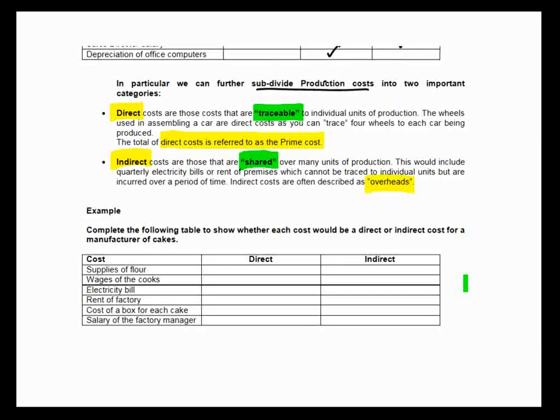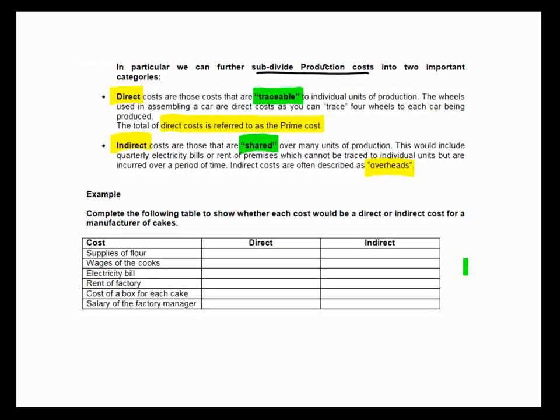Well, here's a little example to see if you can match some different types of costs to a business, to whether they're direct or indirect. So again, why don't you pause me for a couple of minutes while you have a look down this list of 6 costs, just see if you can identify, is each of them a direct cost? So can it be traced to an individual unit of production, or is it an indirect cost? Is it shared over lots of units of production?